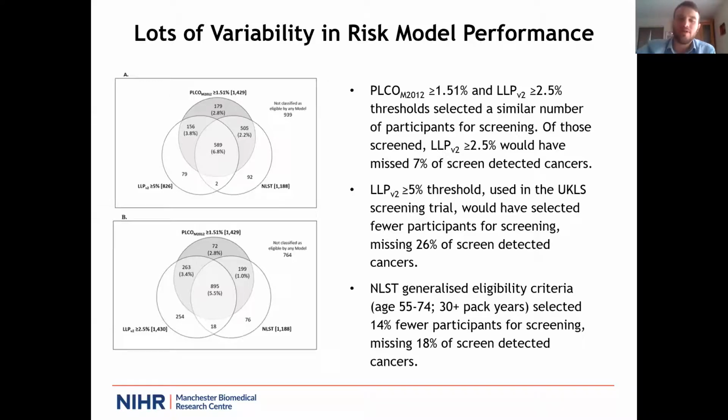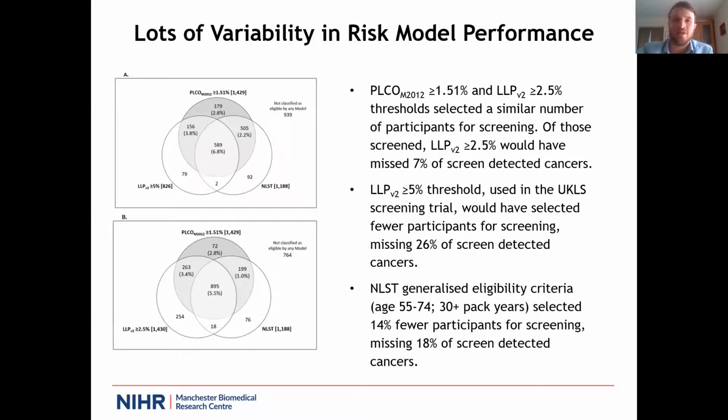The first thing that we present in this paper is that there was a considerable amount of variability in risk model performance. You can see the 2 diagrams on the left here. The grey area is anyone who was screened using the PLCO threshold. If you compare that with a theoretical method of the LLP risk model at a 2.5% risk of lung cancer over 5 years, you end up selecting a similar number of people for screening. However, in our cohort, that LLP risk model would have missed 7% of the cancers which were found in the trial.